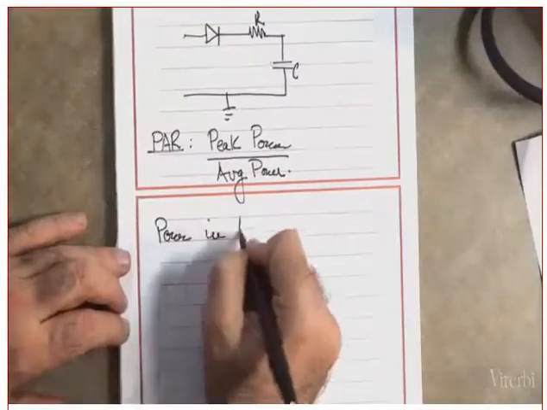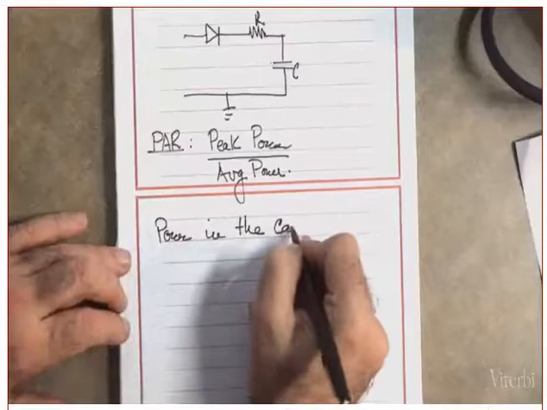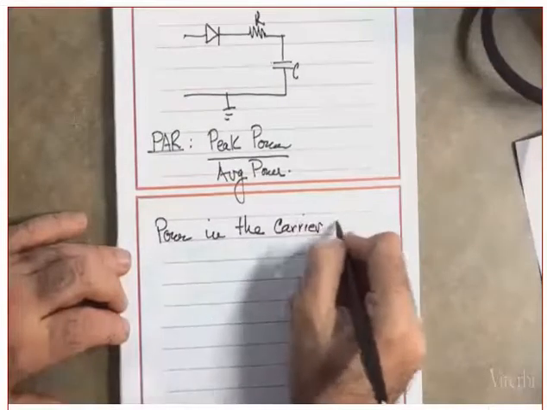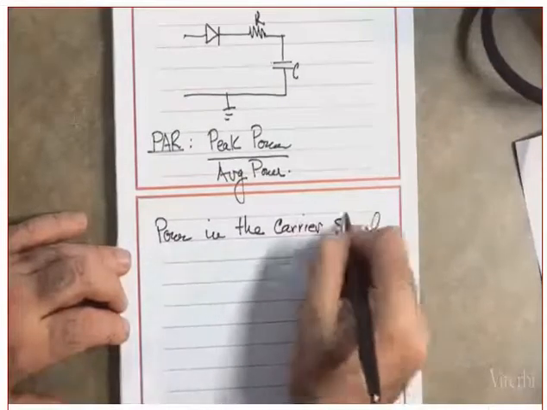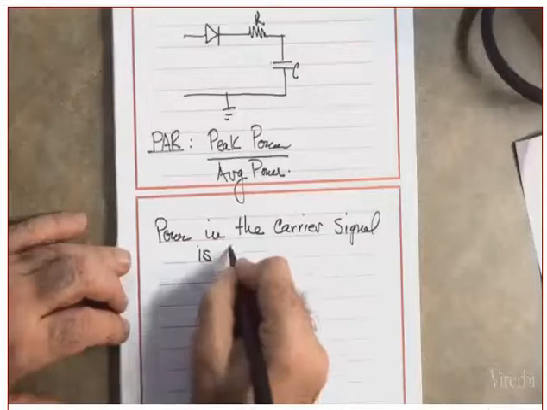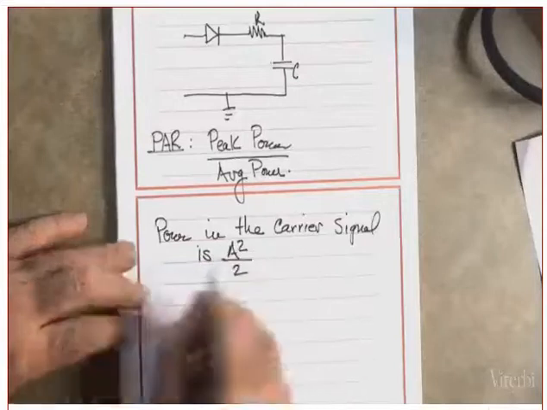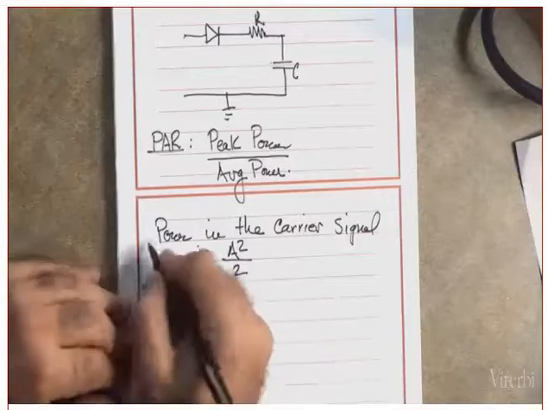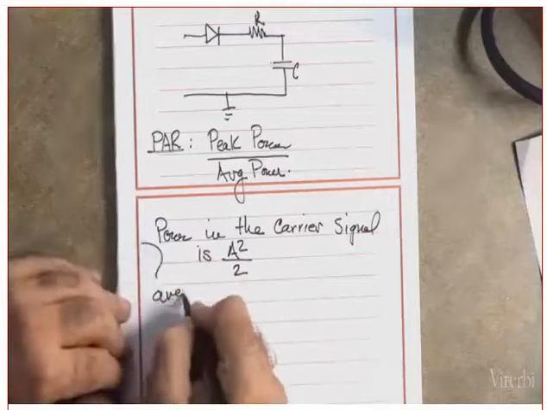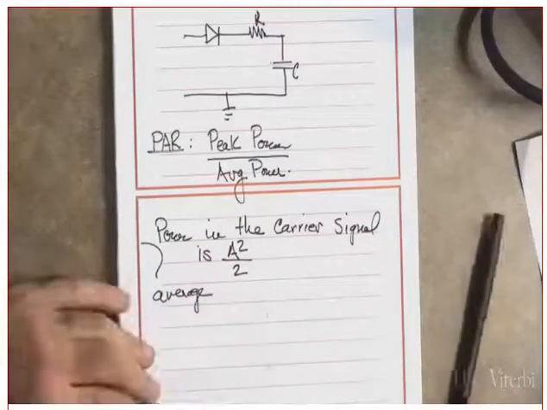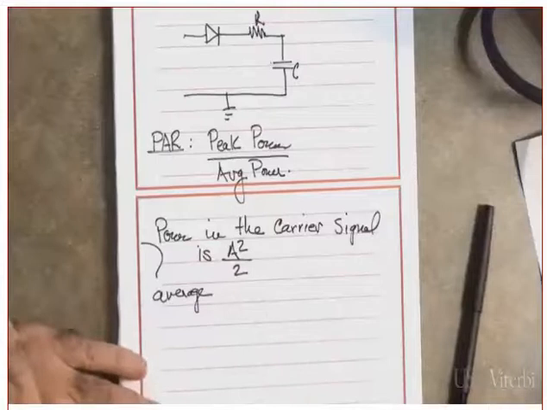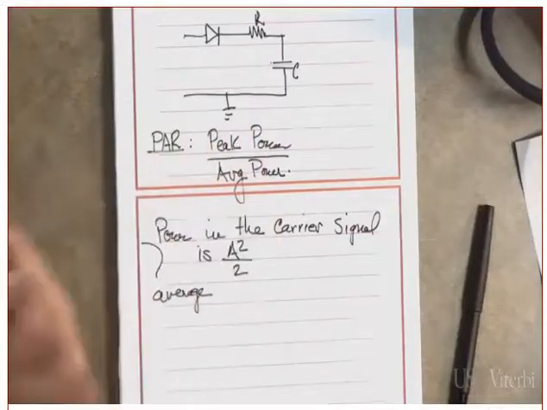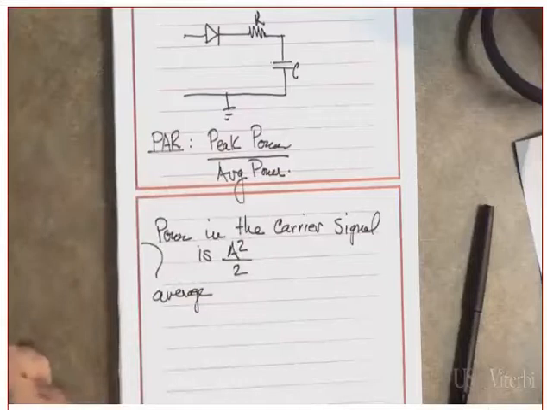Power in the carrier signal is what? Is this the average power or the peak power? That's the average power. Can you tell me what is the peak power? Huh? Why? Correct answer. Why is it a square?